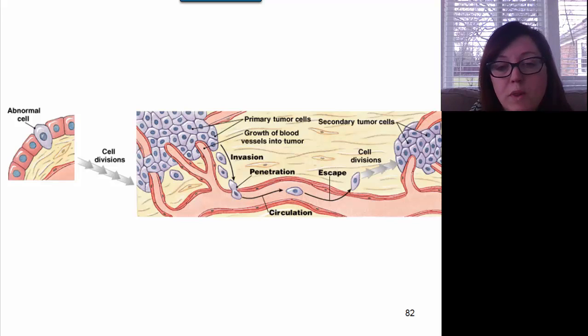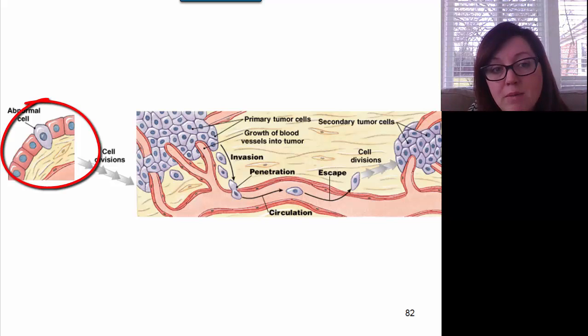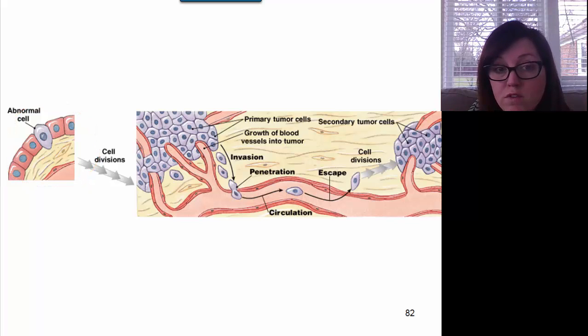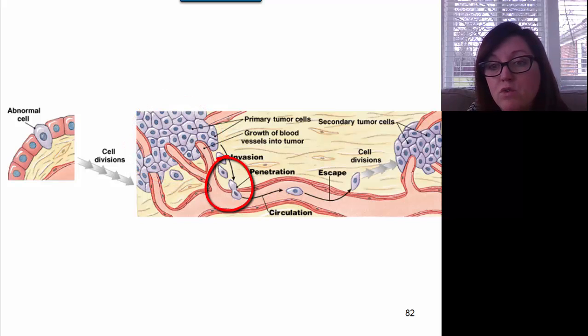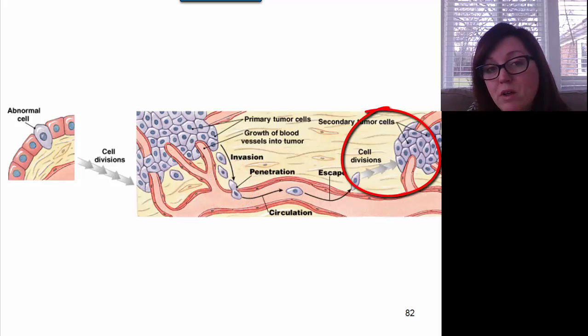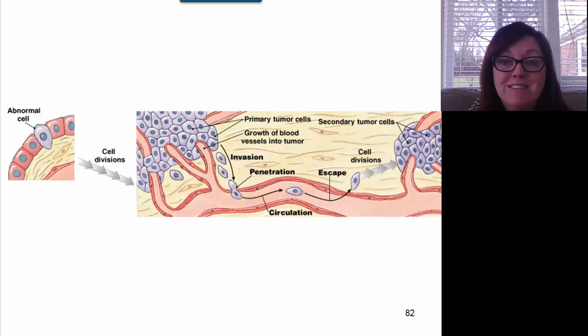So this is just a picture showing the process of metastasis, right? First of all, over here on this side of the screen, we start off with our single abnormal cell. And this abnormal cell is experiencing uncontrolled cell growth. We end up with a tumor, and then the tumor sheds cells into the bloodstream, and we start growing secondary tumors somewhere else in the body. That's metastasis.